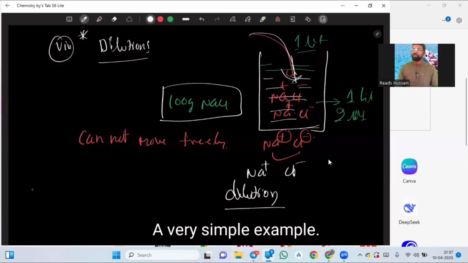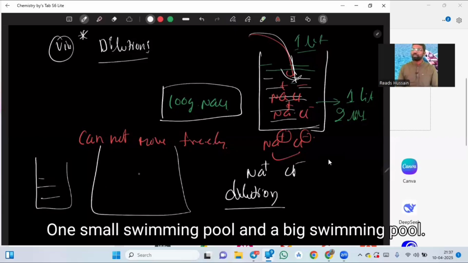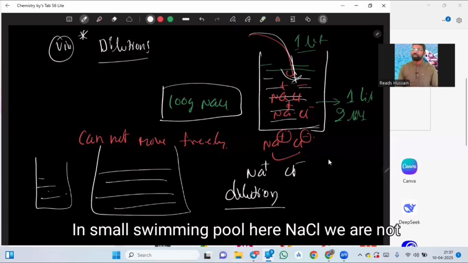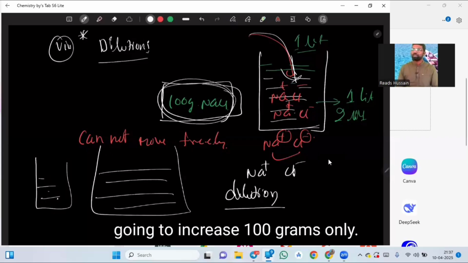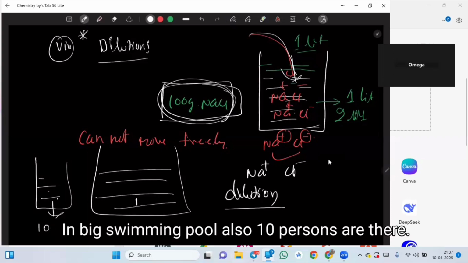A very simple example. There are two swimming pools, one small swimming pool and a big swimming pool. In the small swimming pool, here NaCl we are not going to increase, 100 grams only. In a small swimming pool, some 10 persons are there. In a big swimming pool also 10 persons are there.